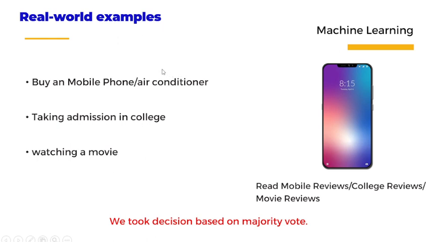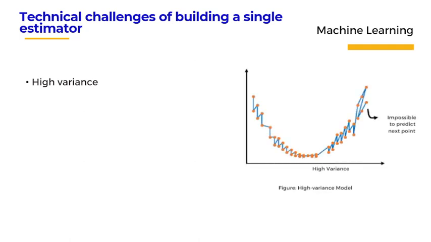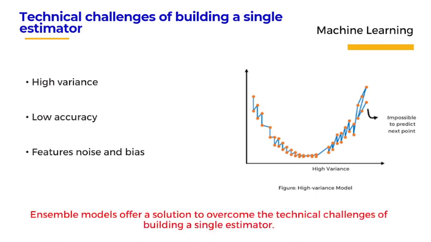So we use ensemble learning in our real life, where to make a decision we take an opinion from different people. In traditional machine learning, if you have just one model and you train that model using all your data set, that model might overfit or suffer from the high variance and low accuracy problem. To tackle this high variance problem, we use the ensemble learning method. Ensemble learning offers a solution to overcome the technical challenges of building a single estimator.